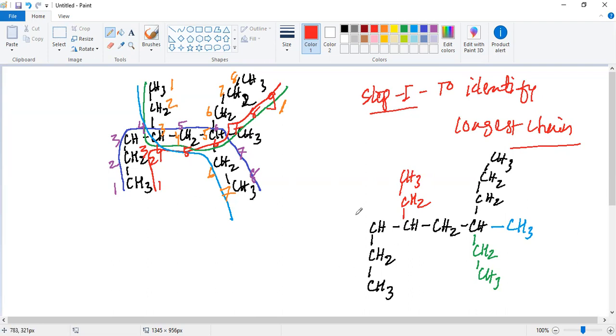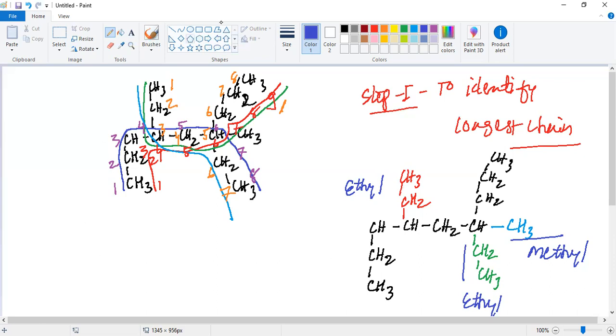So this is how we have the various branches. Now if we look into the branches and give them the names, what we realize is this is what it is: ethyl, with 2 carbon. This is what it is: methyl. And this is what it is also known as the ethyl.